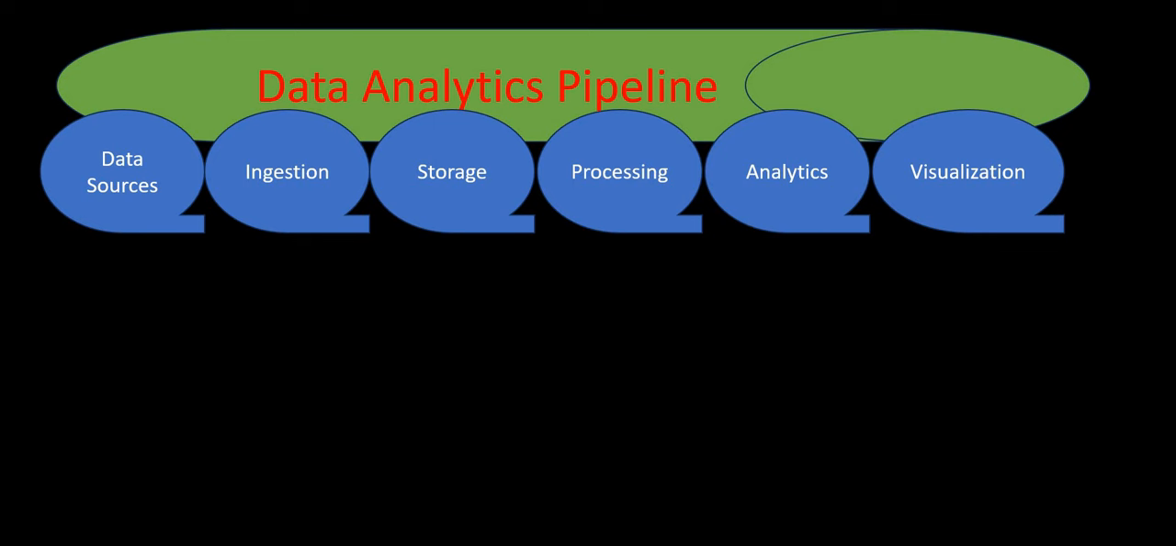Then analytics. Analytics can be done on Amazon Athena, Elasticsearch, or OpenSearch. I have also explained in my previous video how Amazon Athena works. And the last is visualization, where you can use Amazon QuickSight or any third-party tool if you are using one.